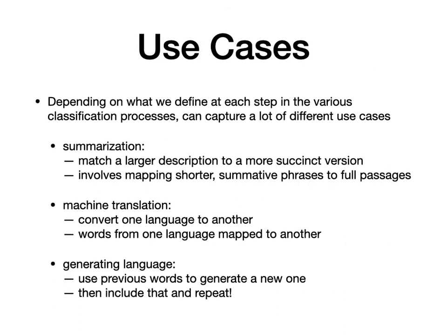But along those lines, we have some interesting use cases we can throw out there. Depending on what we define at each step in the various classification processes, you can capture a lot of different use cases. So, for example, summarization. The idea in summarization is to match a larger description to a more succinct version. That involves reducing information, right? You say, here's a whole paragraph about this short sentence.